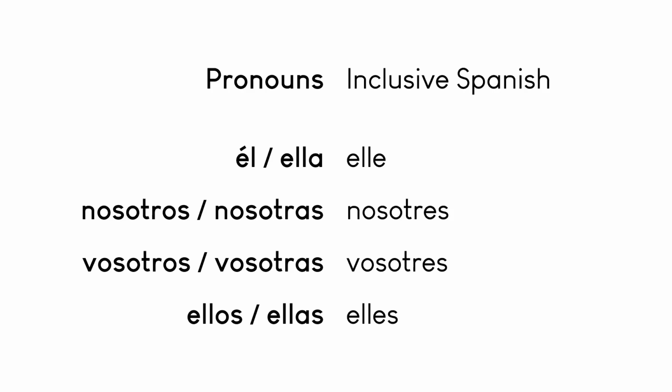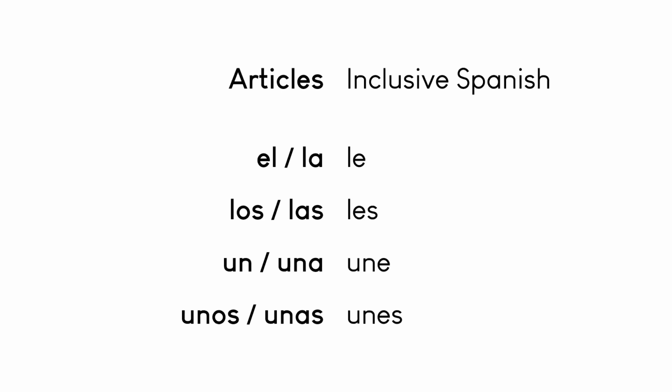For example, when it comes to pronouns, instead of él or ella, you can use elle. Instead of nosotros or nosotras, nosotres. Instead of vosotros or vosotras, vosotres. And instead of ellos or ellas, elles. When it comes to articles, instead of el or la, you can use le. Instead of los or las, you can use les. Instead of un or una, you can use une. And instead of unos and unas, you can use unes.